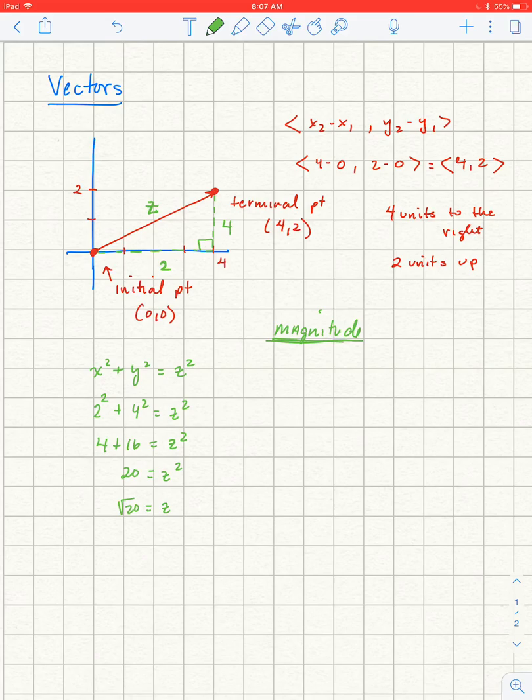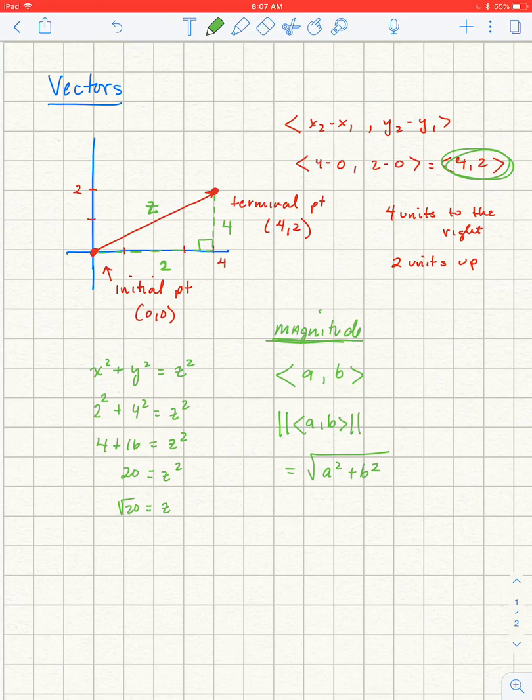Okay, so magnitude is very simple. If you have your vector as a, b, for example, what we had over here was 4, 2, and you could see here 4 and 2 were plugged in. You're really just doing magnitude is denoted by these double absolute value bars, and you're just doing square root of a squared plus b squared.